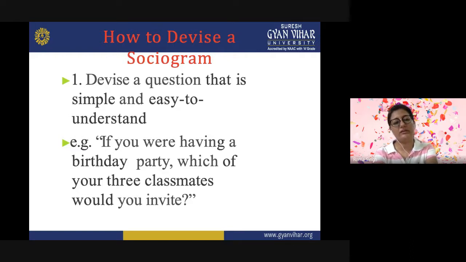For example, you can ask, if you were having a birthday party, which of your 3 classmates would you invite? So they will give preferences 1, 2, and 3, that out of this group, which 3 classmates will they invite.